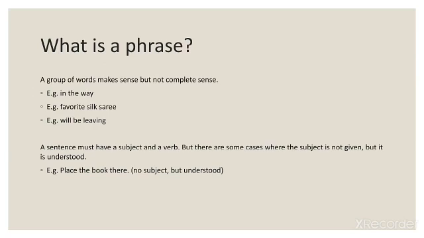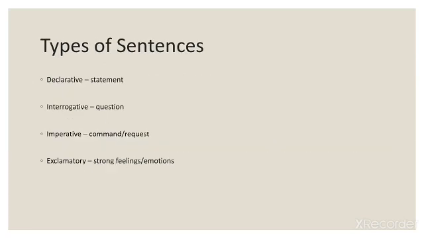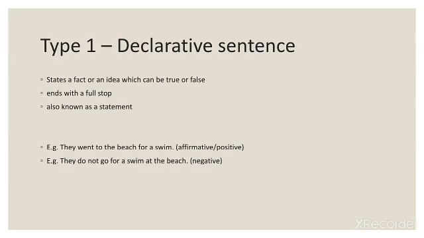And based on the different expressions, sentences are divided into four types. They are declarative, in other words, a statement. Interrogative asks a question. Imperative gives a command or makes a request. Exclamatory shows strong feelings or emotions. Now we learn in detail about these types.